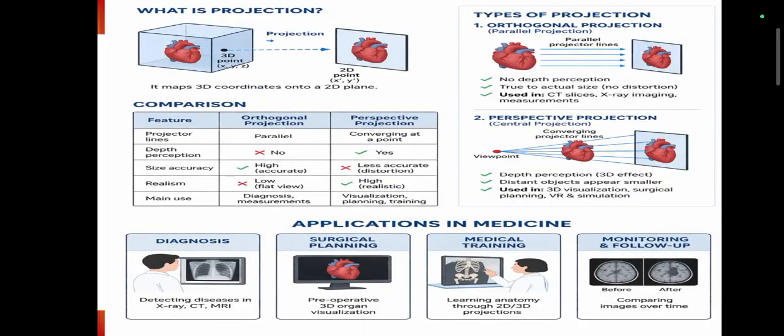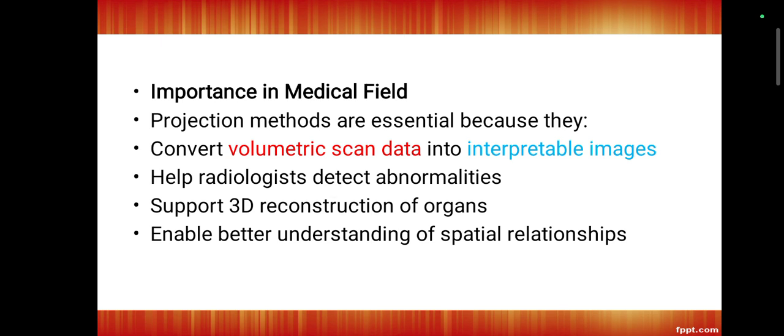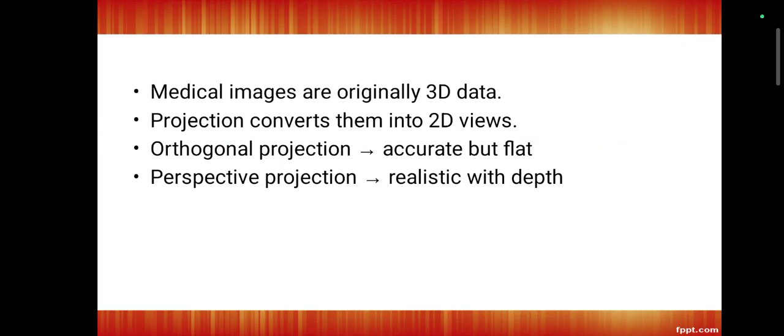So these are all the classifications under projections. The main importance is its use in the medical field. Projection methods are essential because they convert volumetric data into interpretable images. They help radiologists detect abnormalities, support 3D reconstruction of organs, and enable better understanding of spatial relationships. Medical images are originally 3D data, and projection converts them into 2D views. Orthogonal projection is accurate but flat. Perspective projection is realistic, with depth.